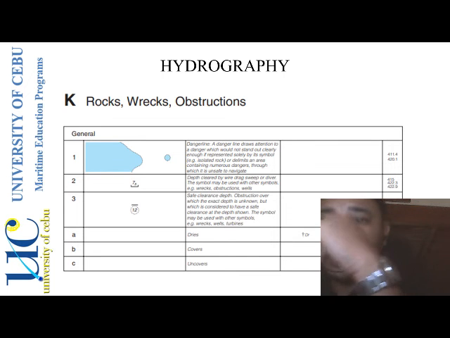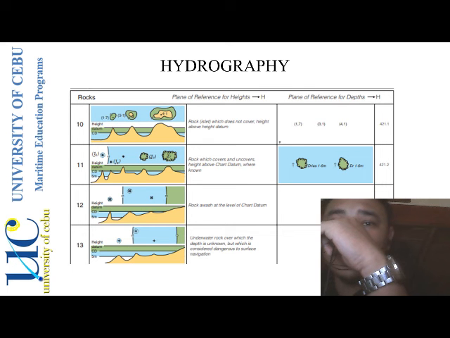In general, this sign is the danger line. A danger line draws attention to a danger which would not stand out clearly enough if represented solely by a symbol. So number 1, isolated danger of determined area containing numerous dangers through which it is unsafe to navigate. Number 2 is the deep cleared area by drag or sweep, or the symbols may be used with resembling rigs, obstruction, wells. Number 3 is the safe clearance depth, obstruction over which the exact depth is unknown but which is considered to have a safe clearance of the depth shown; symbols may be used and other symbol rigs.